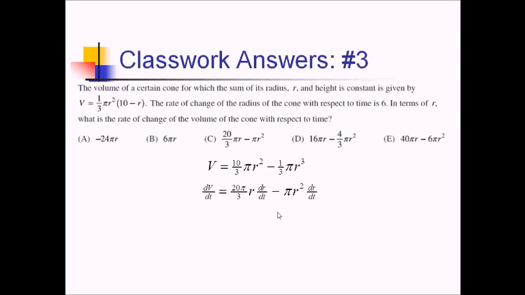Time to plug in what we know now. The final answer is going to have an r in it, so we don't have to worry about substituting for that. But we do need to get rid of this dr over dt. We're told that the rate of change of the radius is 6, so we're going to put a 6 in for there. So we've got 20 pi over 3 r times 6, pi r squared times 6. And at this point, we just have to simplify this to look like one of the answer choices. So over here, let's see, 6 divided by 3 is 2, so this is 40 pi r. And over here, this is going to be minus 6 pi r squared. And we can't combine those, so let's just look for this in one of the answer choices. It looks like E is what we're looking for.